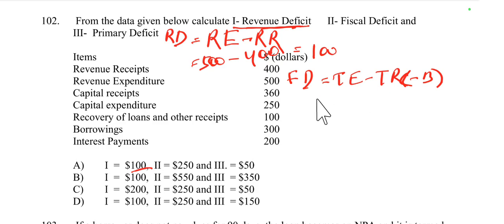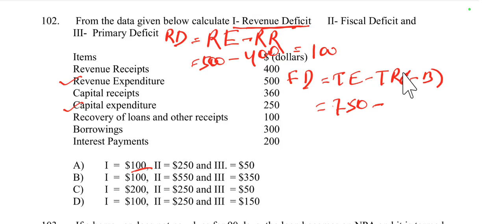So first, total expenditure. Total expenditure means total revenue and capital expenditure. So here revenue expenditure is equal to 500 and capital expenditure is equal to 250. So it is the combination of revenue expenditure and capital expenditure. So revenue and capital means 500 plus 250 is equal to 750, minus total receipts.